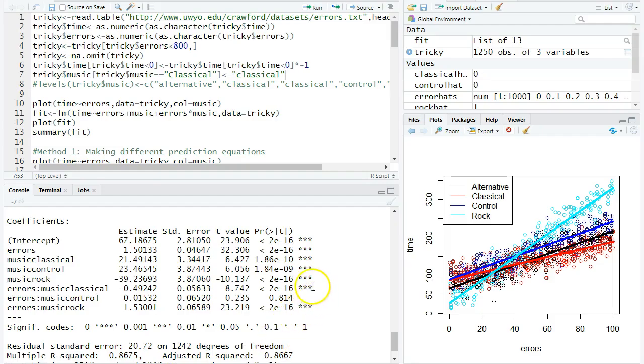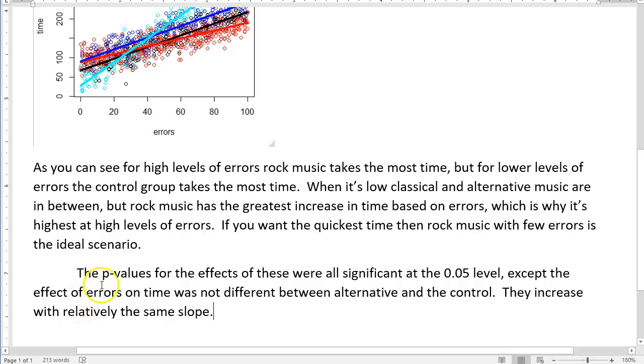Even though they may seem similar, looking at the summary fit, they're all different except control is different from alternative. This large p-value does not mean the control has no slope. It doesn't mean that the control slope is flat or 0. It means control is the same as the baseline, which is alternative. So the black and blue lines here are pretty similar. And looking at the picture, yeah, that makes sense. So in my report, I'm going to state those p-values were significant, but when I talk about control group, I'm not going to say there's no slope. I'm going to say it has the same slope as alternative, which was our baseline.